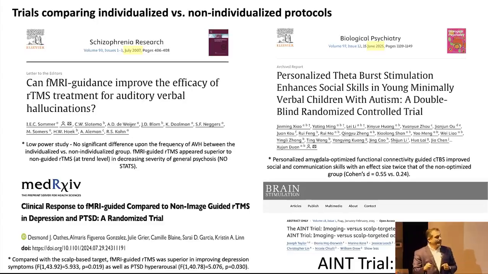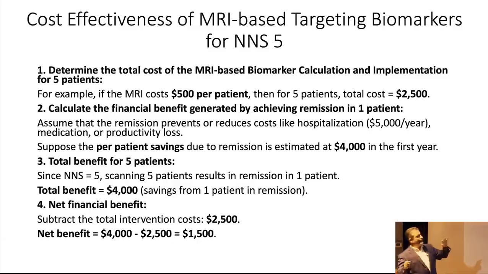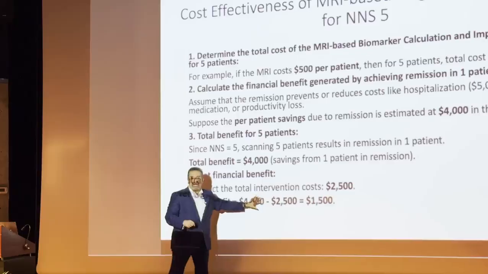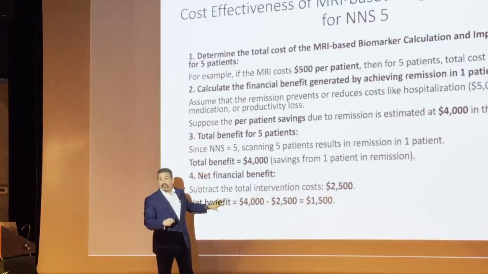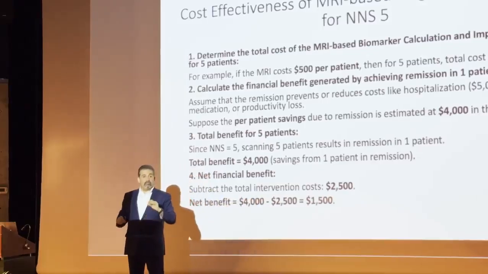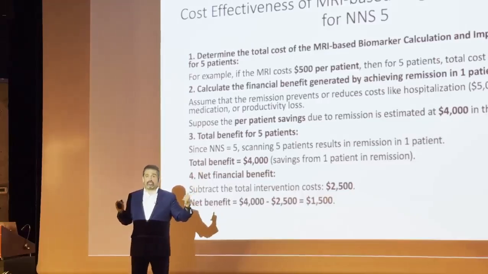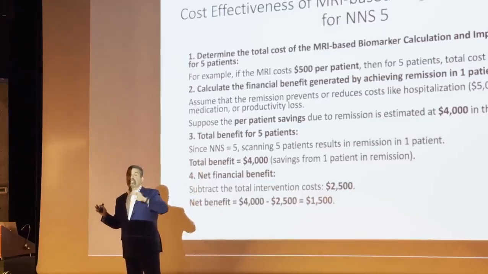Okay? And then with NNS of 5, I can do a cost effectiveness analysis in terms of, does it make sense to spend money for MRI to do individualization? And I can do that. We don't have time to go to the details, but I can measure the dollars and I can show you how it is going to be cost effective. As it is cost effective to do MRI when you have a stroke. MRI is expensive, but when you have a stroke, it makes sense to have MRI. And it is true for brain stimulation and MRI-informed brain stimulation and individualized brain stimulation.